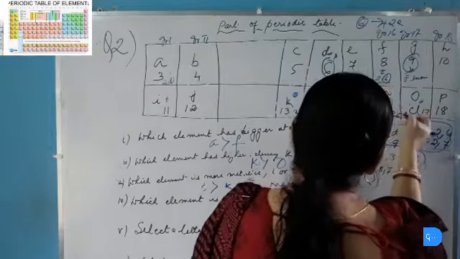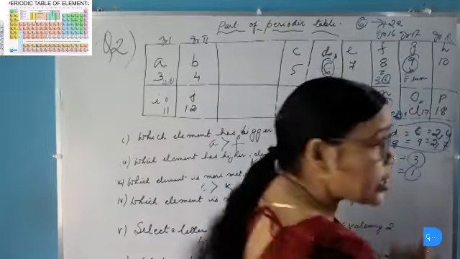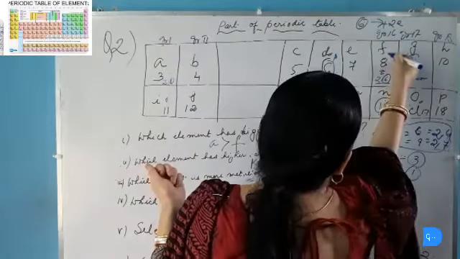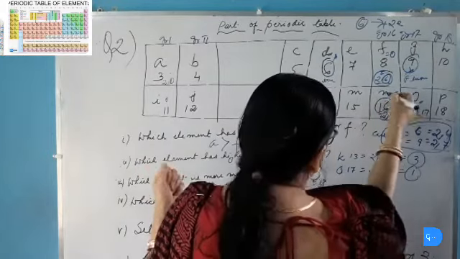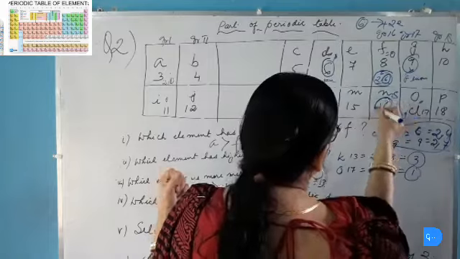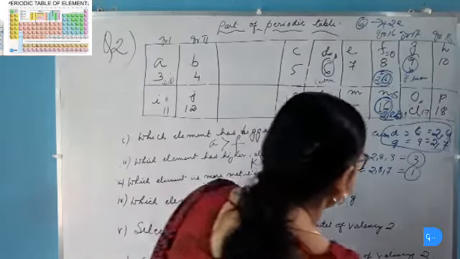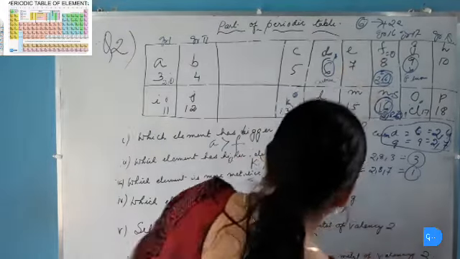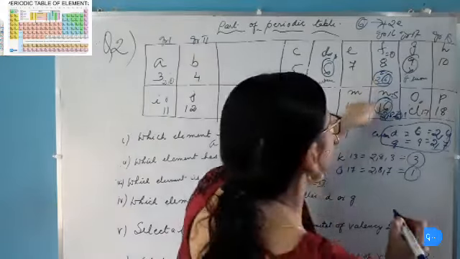Thus we can see that both these elements have 6 valence electrons, and so they will accept 2 electrons and complete their octet. This F is oxygen because it has atomic number 8, and this N is sulfur as it has atomic number 16. So to select a letter which represents a non-metal of valency 2, we can select any one of them, F or N. Both are non-metals and have valency 2.